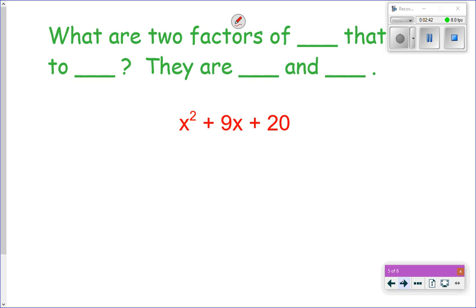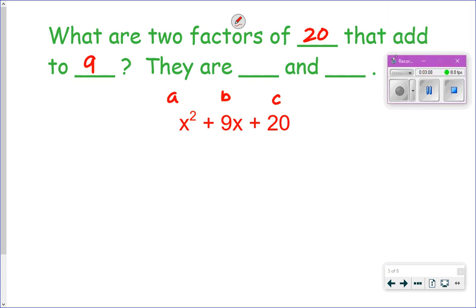Step 3, multiply a and c and fill in the first blank. So this is a, b, and c. I'm going to multiply a and c. That's 1 times 20, and I'm going to fill it in the first blank. And then it says write down your b value in the second blank. My b value is 9. So the question says, what are two factors of 20 that add to 9? Another way to do this is write your blanks, write multiply and plus above them, and then we're multiplying to 20 and adding to 9. That's how I usually end up doing it, but it does help to keep the problem organized for you.